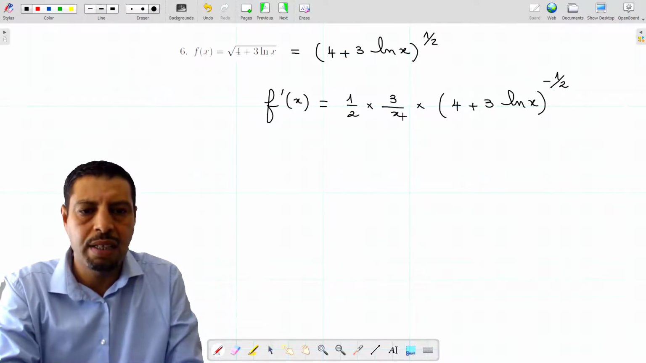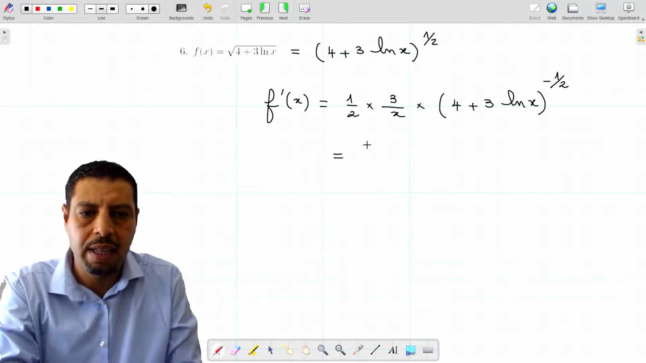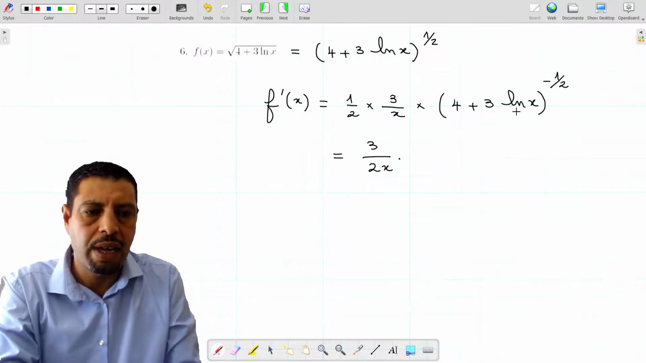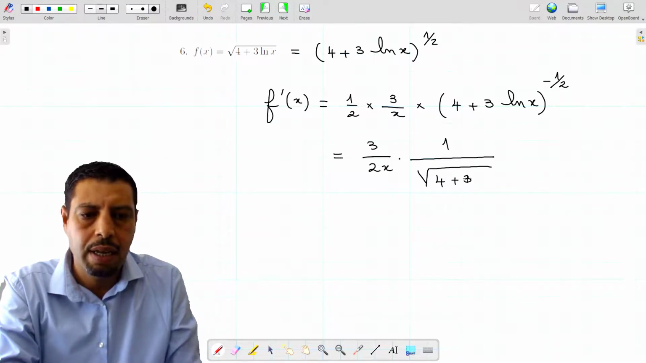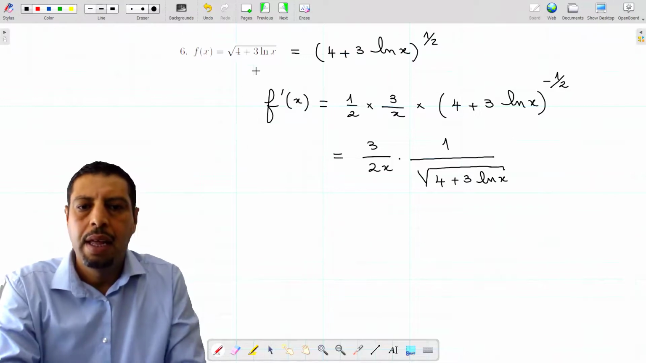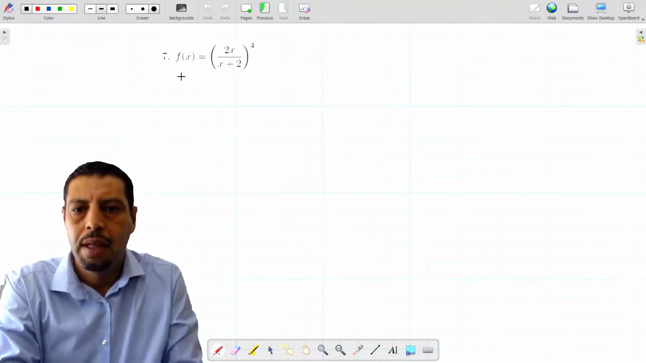Of course, you can keep it in this form or try to simplify it a little bit. So we can write it as 3 over 2x times, if you prefer, you can put it in this form or write it as 1 over square root of 4 plus 3 ln of x. Both are correct, okay?